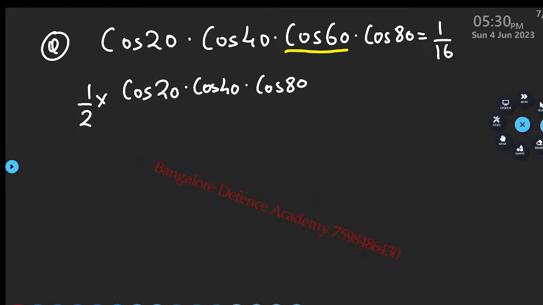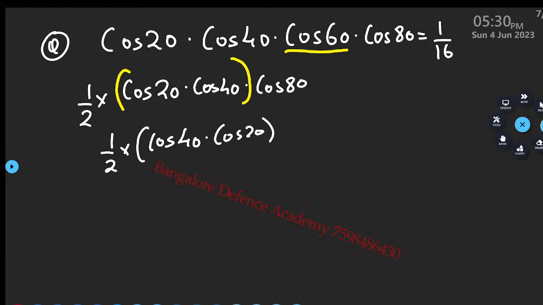Okay, so now what I'm going to do, first I will select only these two. I will write like this: 1/2 into cos 40 into cos 20 into cos 80. Just I'm shifting it. Cos 40 को इधर लिया, cos 20 को इधर लिया. Now it looks like which formula?